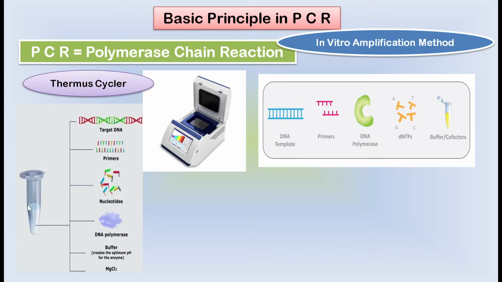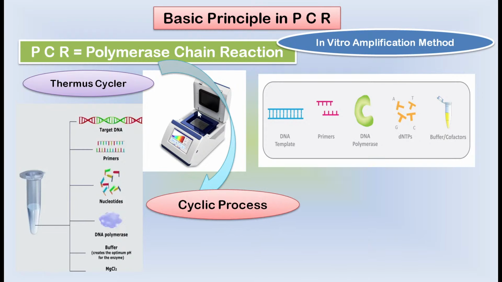All these components are taken into one PCR tube. This is the PCR tube, and each PCR tube contains the target DNA, the template DNA, our target gene, the primers for the target gene, the nucleotides, dNTPs, the DNA polymerase, and buffers and MgCl2. All these components are added in the PCR tube, and we put the PCR tube into this place, close the machine, and run the program.